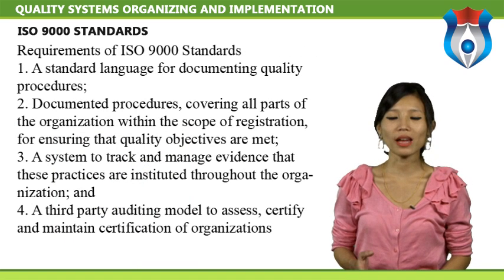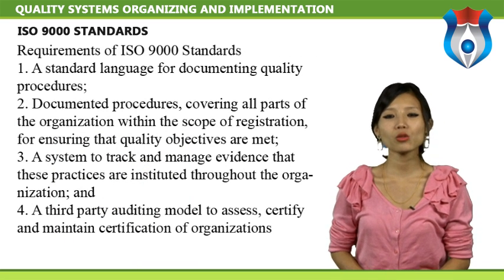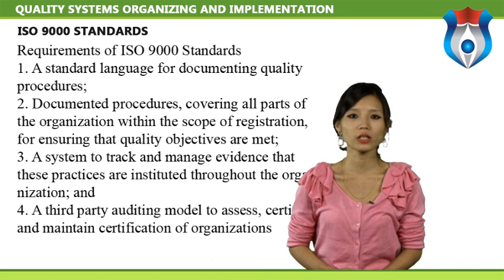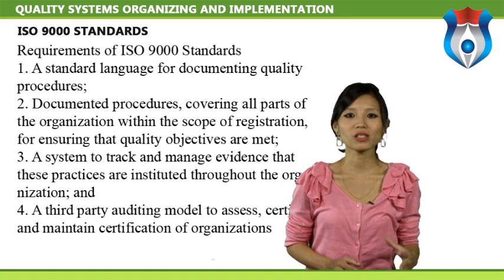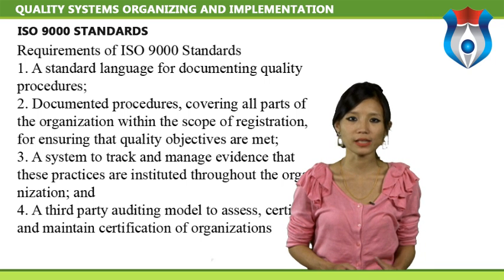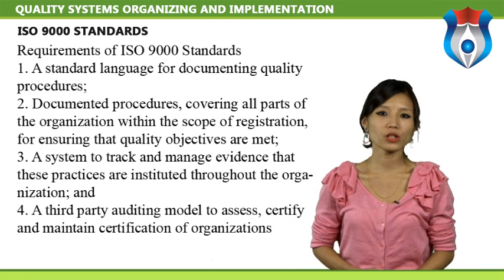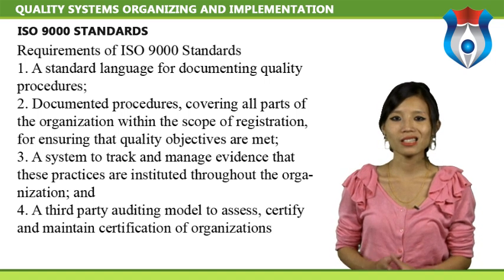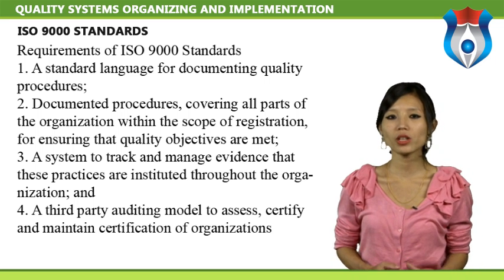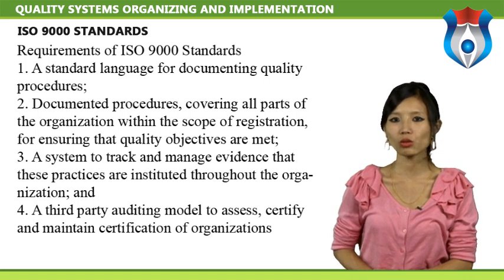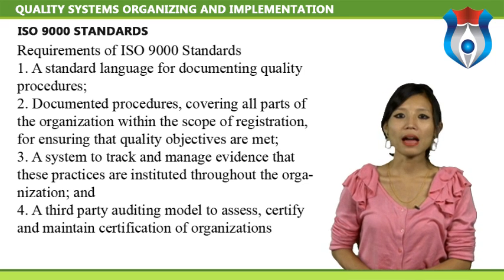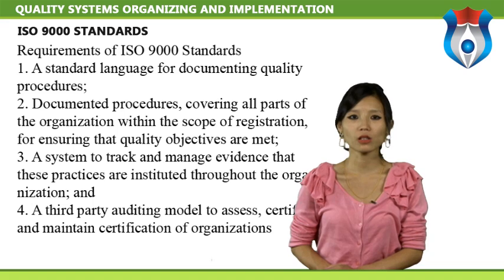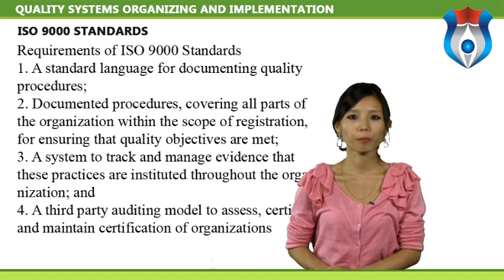Requirements of ISO 9000 standard. The ISO 9000 standards require a standard language for documenting quality procedures, documented procedures covering all parts of the organization within the scope of registration for ensuring that quality objectives are met, a system to track and manage evidence that these practices are instituted throughout the organization, and a third-party auditing model to assess, certify and maintain certification of the organization.